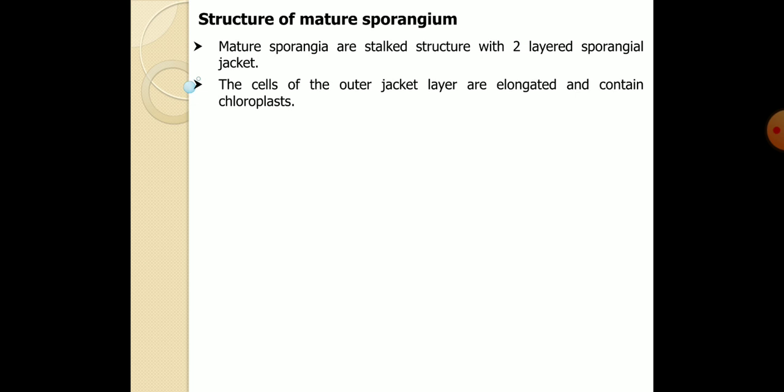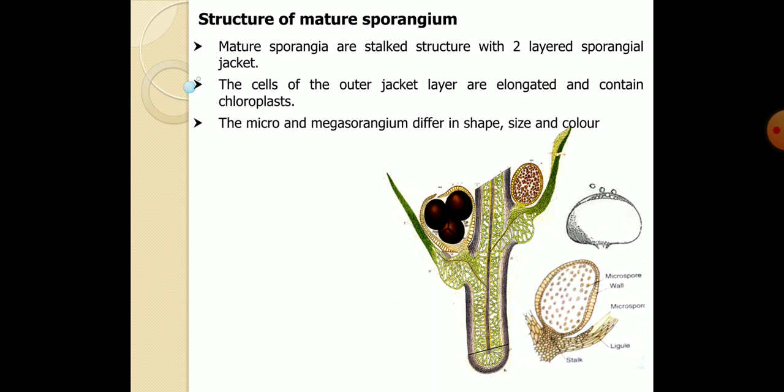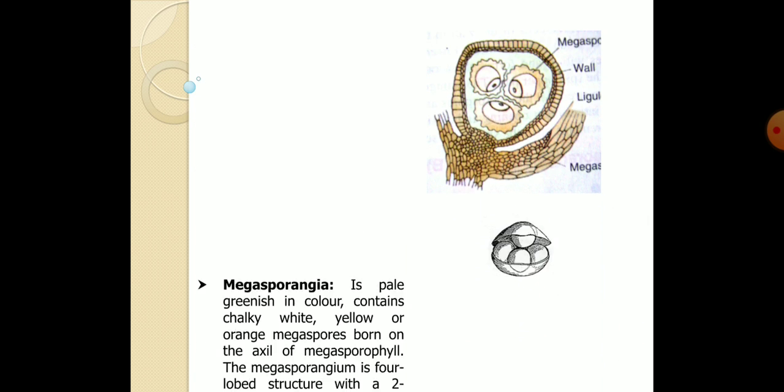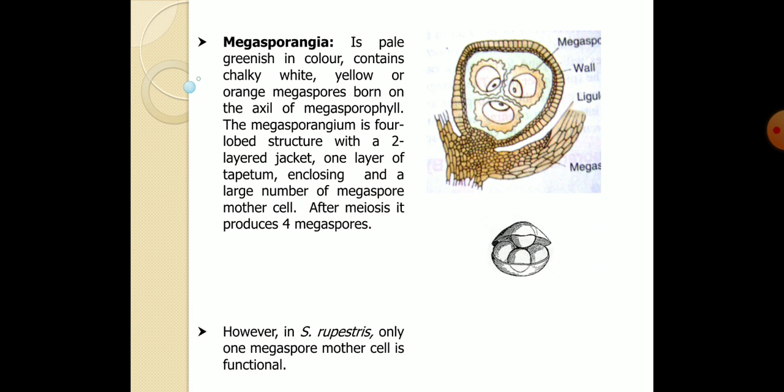Coming to the structure of the mature sporangium, they are usually stalked, with a two-layered sporangial jacket. Cells of the outer jacket layer are elongated and contain chloroplasts, and the micro- and megasporangia differ in shape and size. The microsporangium is pale yellow and usually oval or spherical, and it is borne on the microsporophylls. It is surrounded by 2 to 3 layers of jacket and one layer of tapetum enclosing the microspore mother cells.